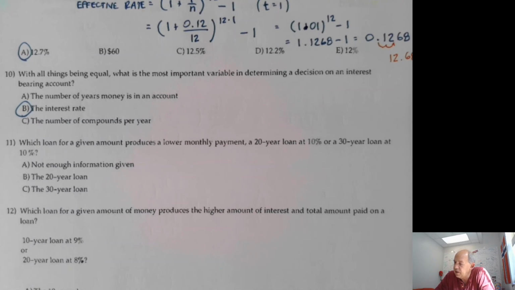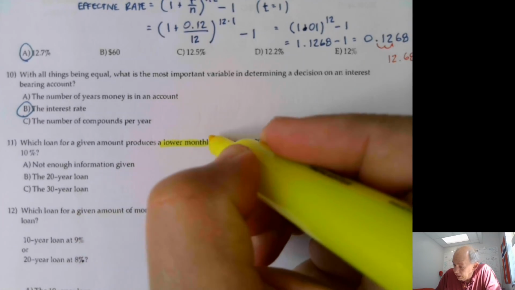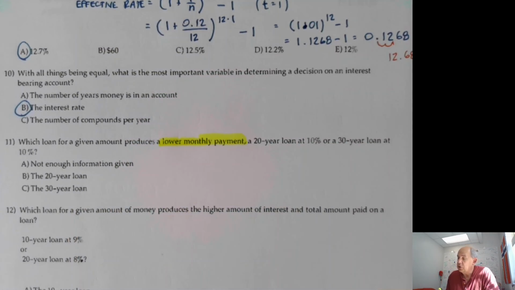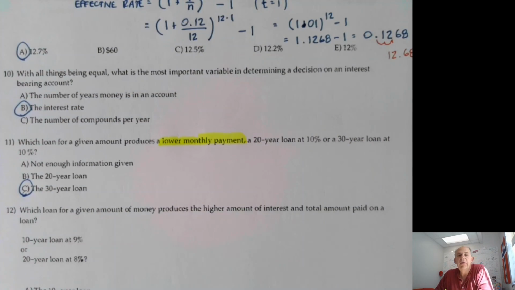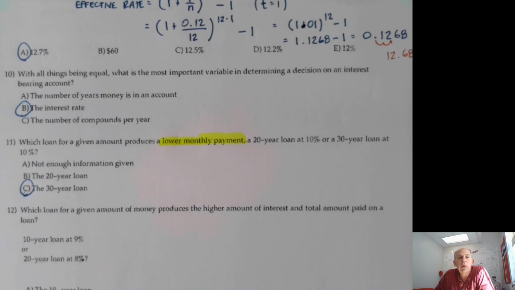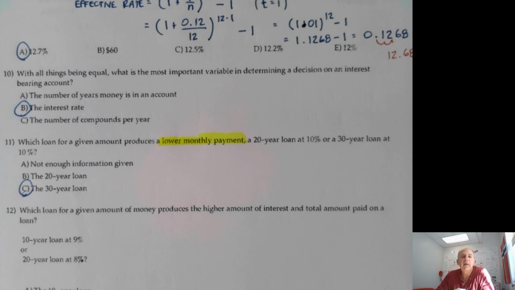Let's say you have some options to go with for a loan, and you're looking for a lower monthly payment. So you want a low monthly payment. You want to go with a 30-year loan. A 30-year loan will provide you a lower monthly payment because your payments are spread out over a longer period of time. So that gives you a nice low monthly payment. There are disadvantages to a 30-year loan, but a low monthly payment would be an advantage.